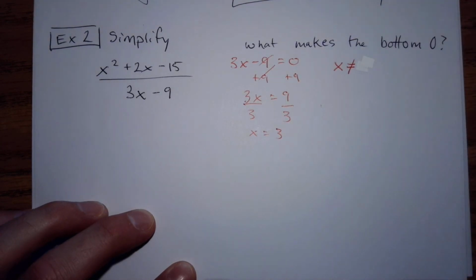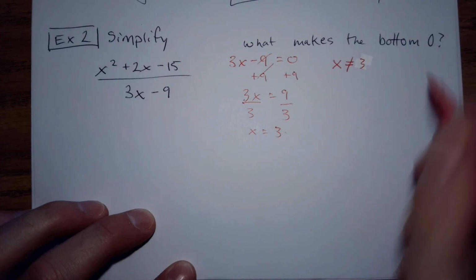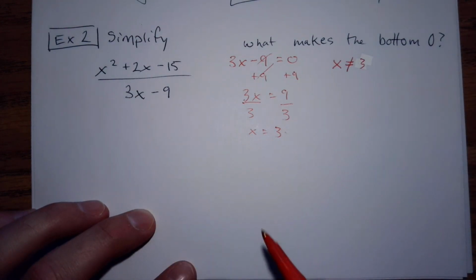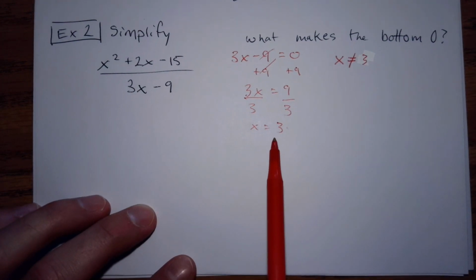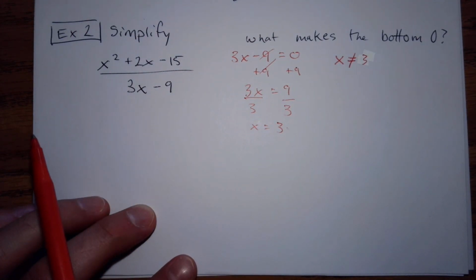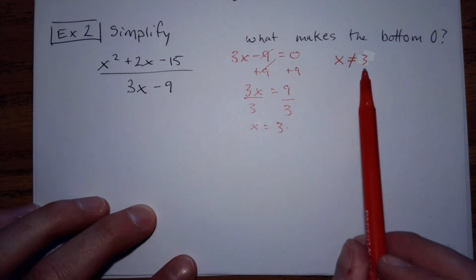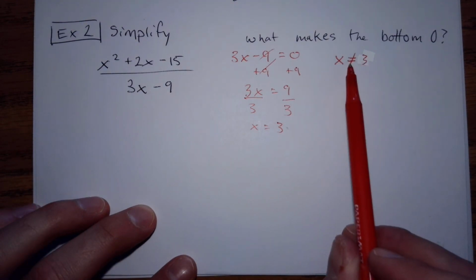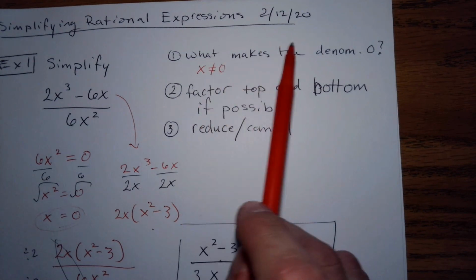X is not allowed to equal 3 because we don't want the bottom to equal 0. If x equals 3, then this denominator will become 0, and we don't want that because then we get an undefined term. So, x is not equal to 3. That's the first step. What makes the denominator 0?